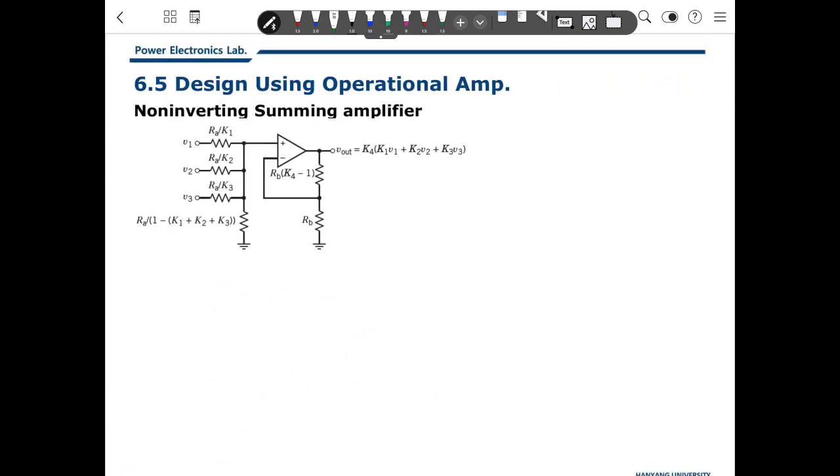This case is a non-inverting summing amplifier here. So if you decide the values of these resistor values here and here, then you can get V out as the sum of V1 and V2 and V3. It's a non-inverting summing amplifier. I leave it for you to analyze based on the op amp analysis. It's not difficult. I recommend you to derive this relationship based on the analytic circuit.